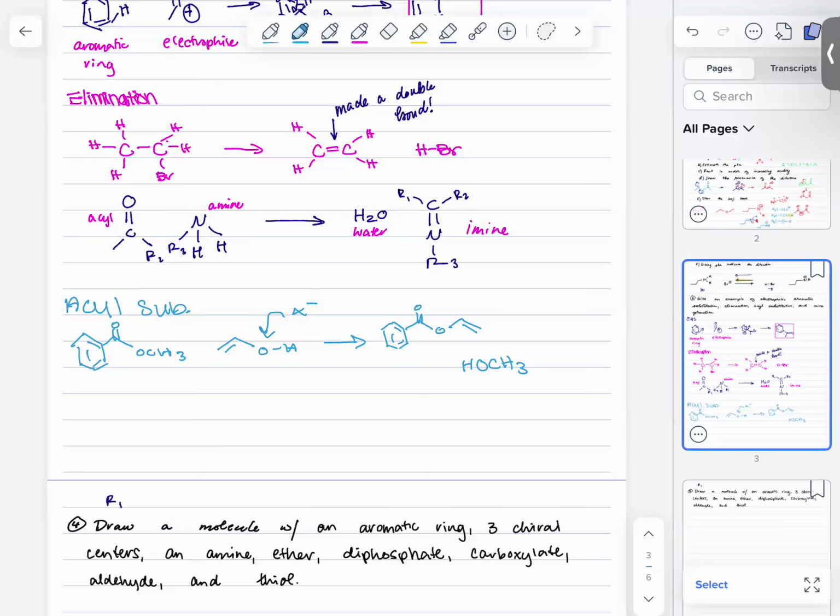Question in the back, yes. X minus, she did some of the mechanism. You would not have to draw that part to get credit, but that would be the base that does the deprotonation that starts the whole thing. But you don't need to have that. I can erase it if we need it gone.